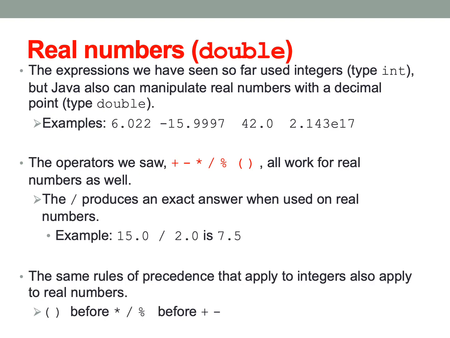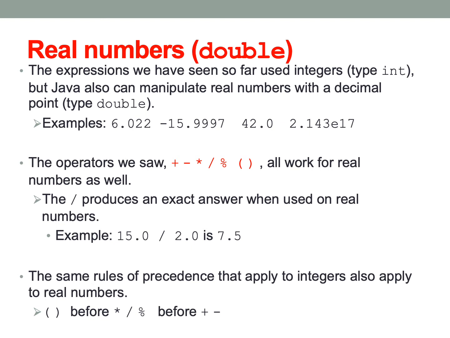Real numbers or double. The expressions we have seen so far used integers, type int, but Java can also manipulate real numbers with a decimal point, which is of type double. For example, 6.022 or 42.0. The operators plus, minus, multiplication, division, modulus, and parentheses work similarly for real numbers as for integers.